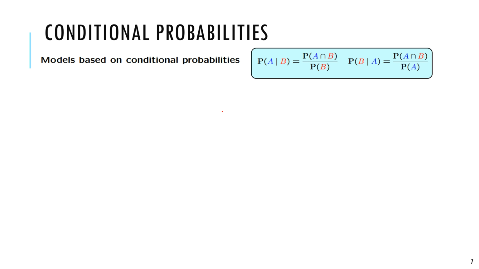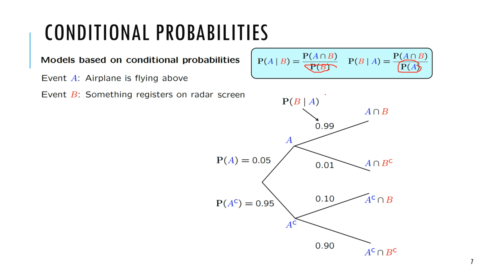Here is another conditional probability. We have models based on conditional probabilities. The probability of A given B is the probability of A intersect B divided by B. The probability of B given A is the probability of A intersect B divided by A. It is different in the denominator of the fraction. So here, event A is the event that an airplane is flying above. Here is an example for some radar applications in the airport.